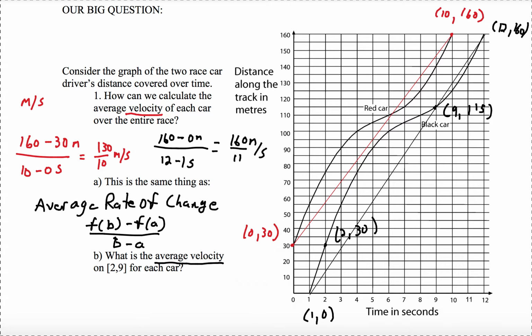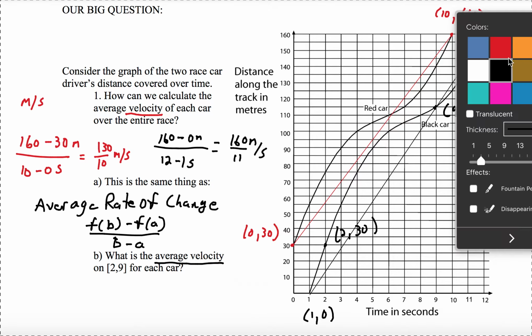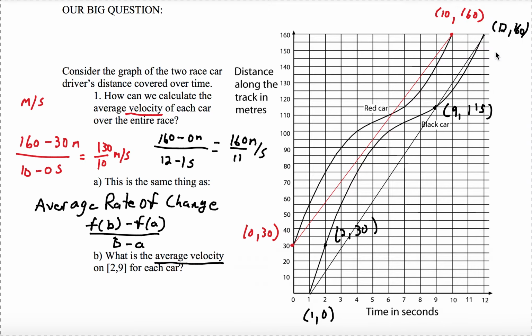And then at 9, our black car would be the point (9, 115). And for our red car, our point would be (2, 75). And our ending point, 9 over here, would be the point (9, 140). My eyes do not deceive me. All right.